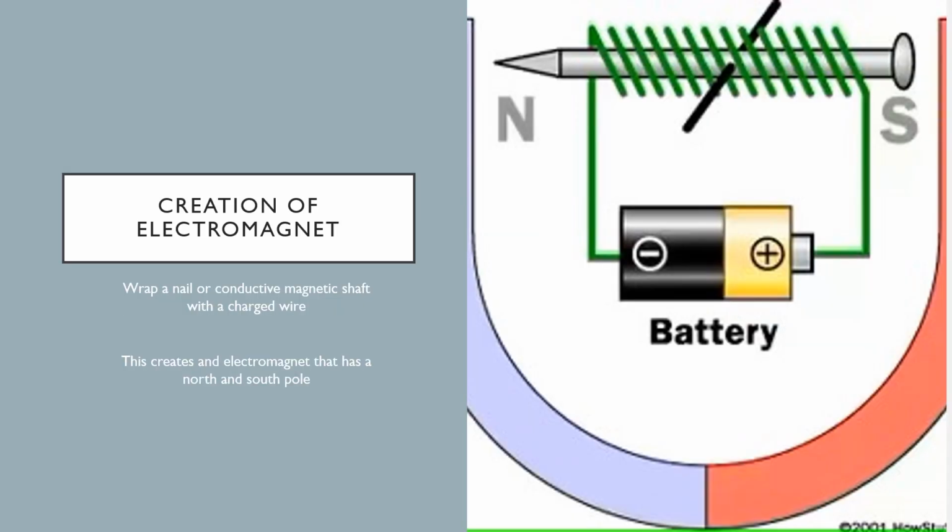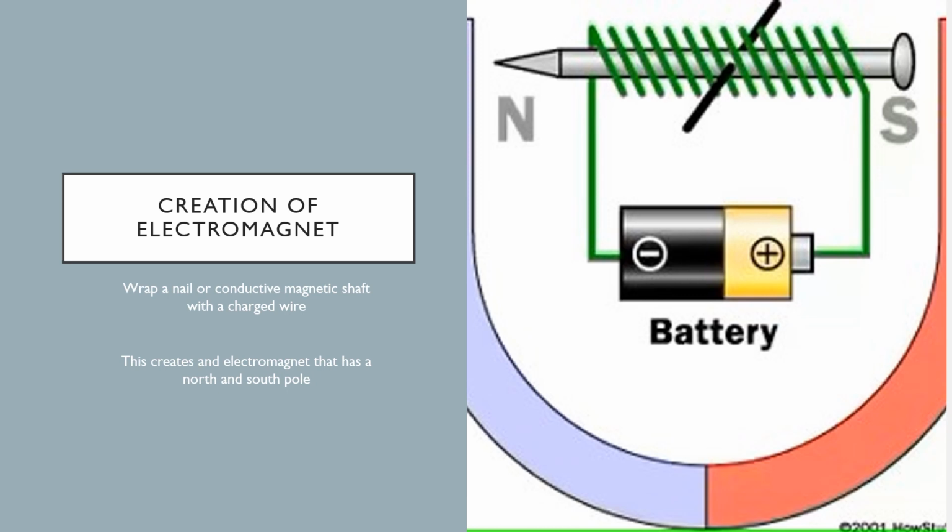Okay, so I'm going to go over how an AC motor works and how to make one. So first off, you need an electromagnet. It's the whole basis of what you do. And to do that, you can wrap a nail or some sort of conductive piece of metal with a wire and charge that with a battery.